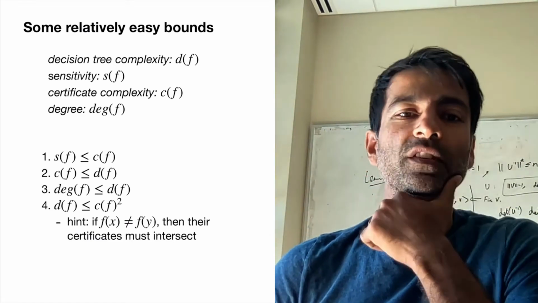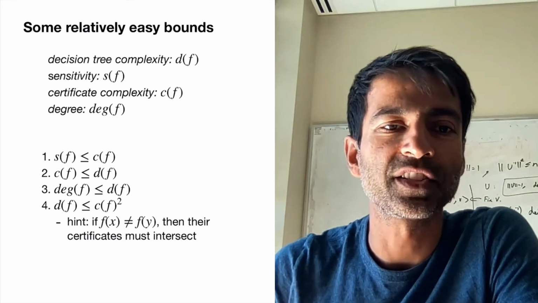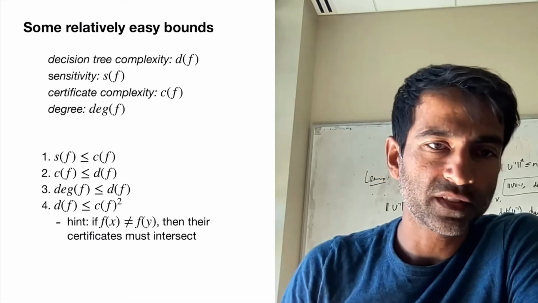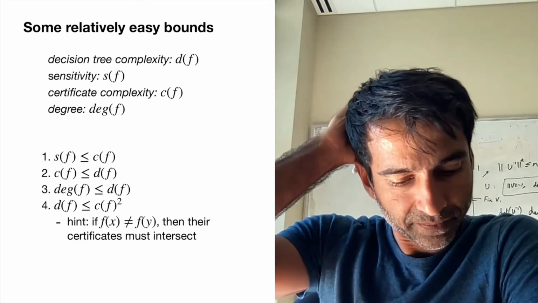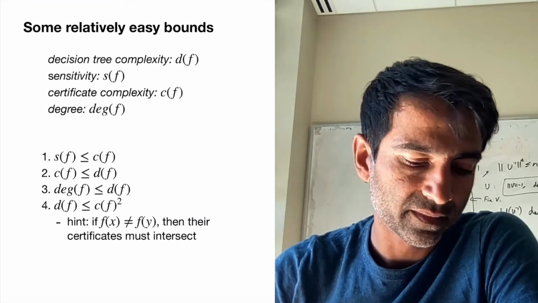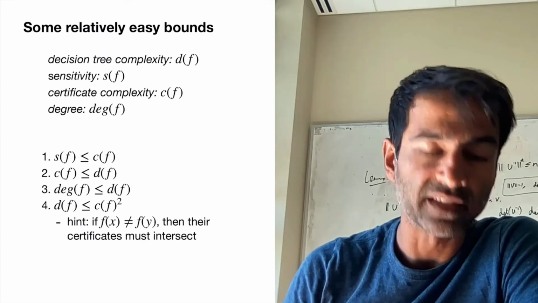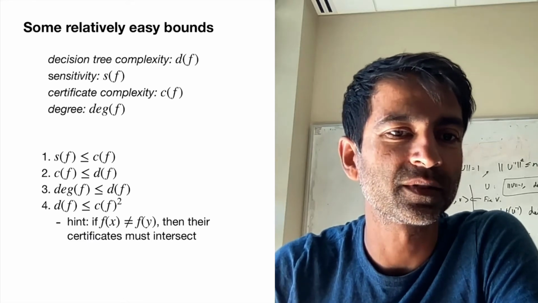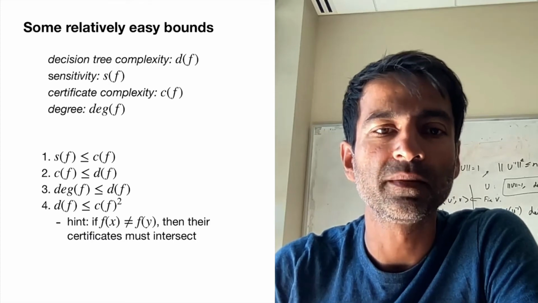So those are 4 somewhat easier results about the relationships of these measures. And these 4 still leave the possibility that the degree can be much larger than the sensitivity. For example, there are several possibilities that are left open here if you think about the relationships we have so far. But now I'll add 2 more bounds.